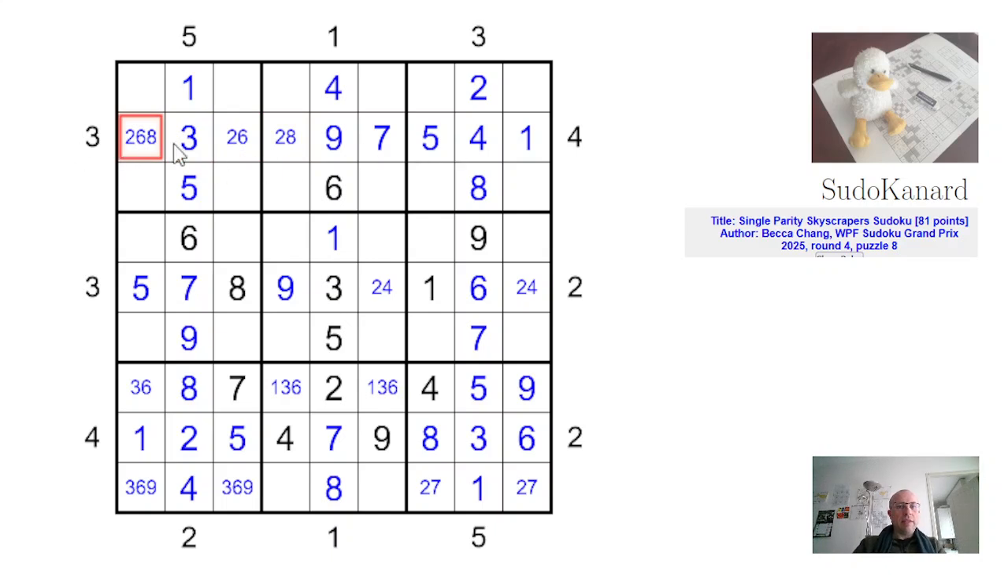And then 3 cannot denote the odd digits, so all 3 even digits here must be seen. So this is 2, this is 6, this is 8. And I think that all those clues have been used, so the rest is Sudoku. How am I doing this? 8 here, so that's an 8. 7 there, so that's a 7.